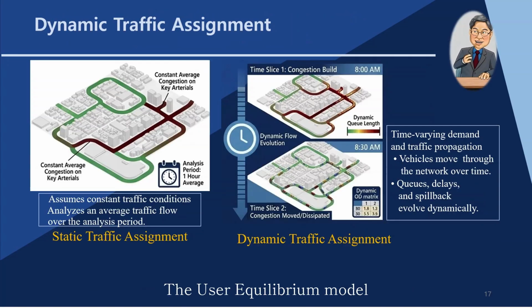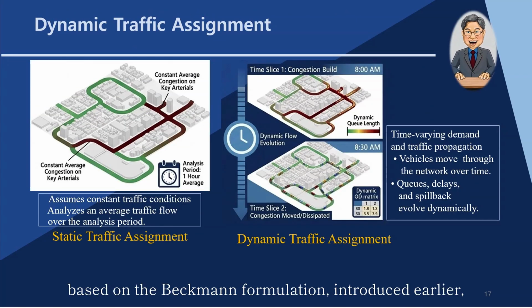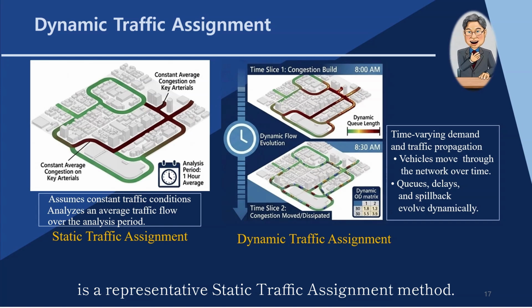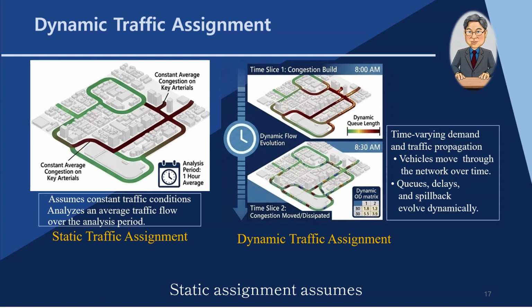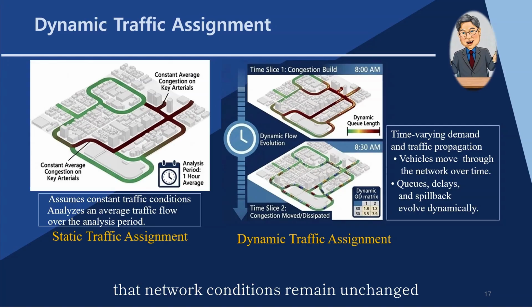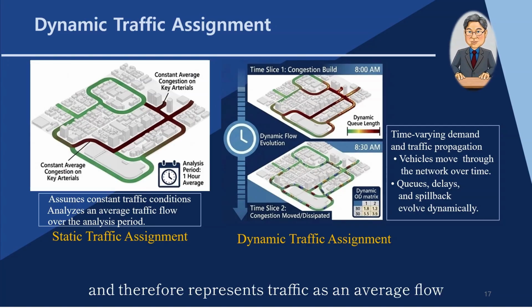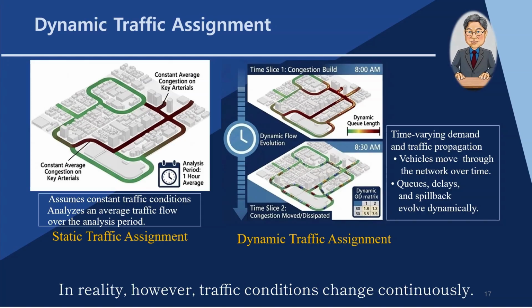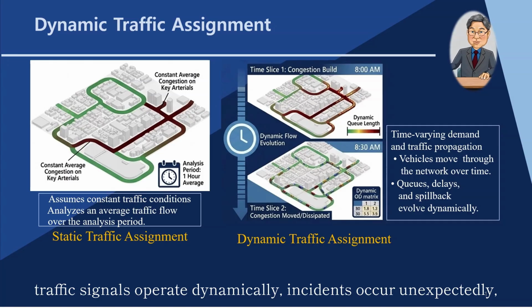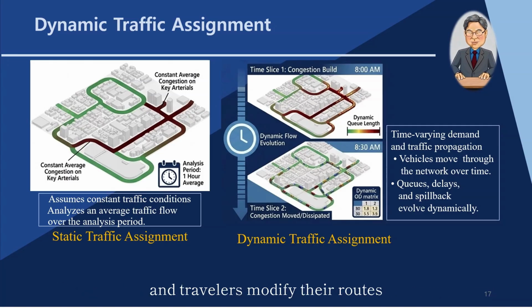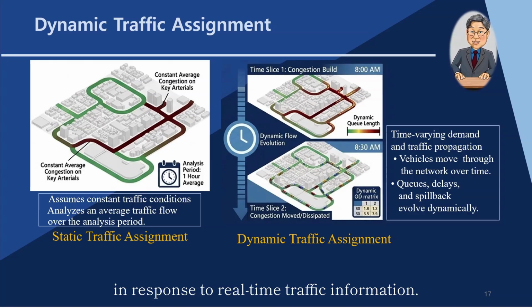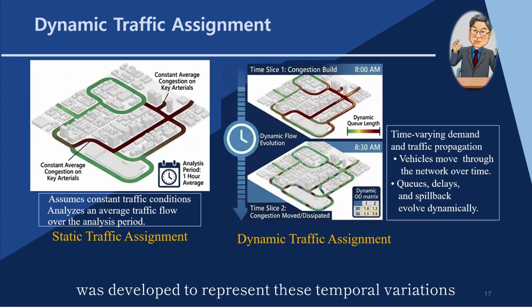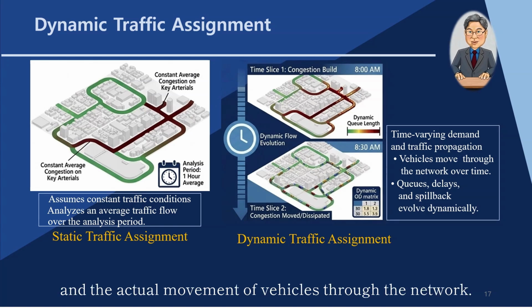The user equilibrium model, based on the Beckmann formulation introduced earlier, is a representative static traffic assignment method. Static assignment assumes that network conditions remain unchanged throughout the analysis period and therefore represents traffic as an average flow over that period. In reality, however, traffic conditions change continuously. Travel demand varies over time, traffic signals operate dynamically, incidents occur unexpectedly, and travelers modify their routes in response to real-time traffic information.